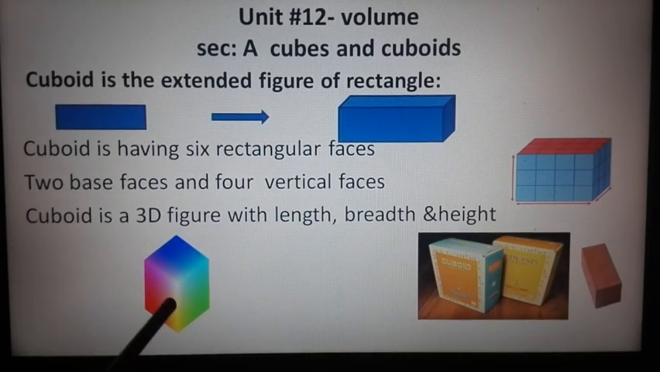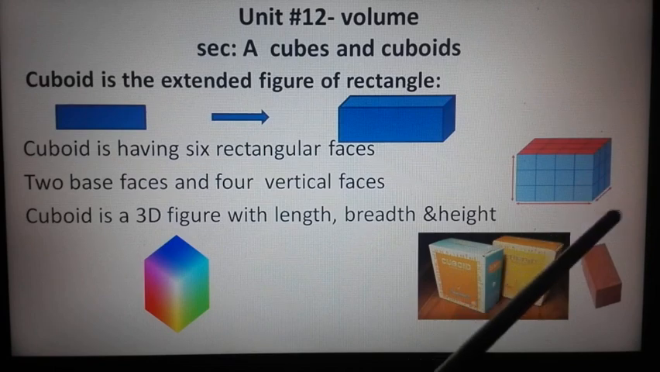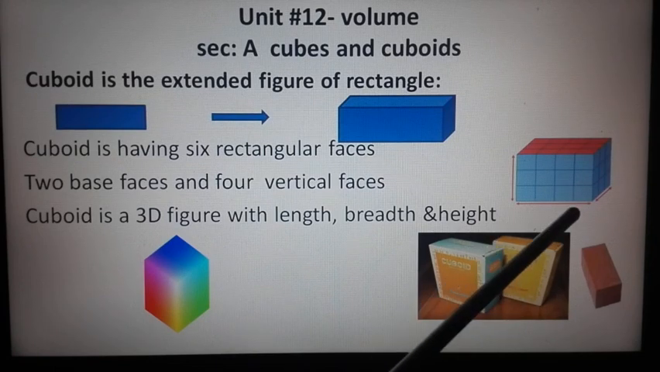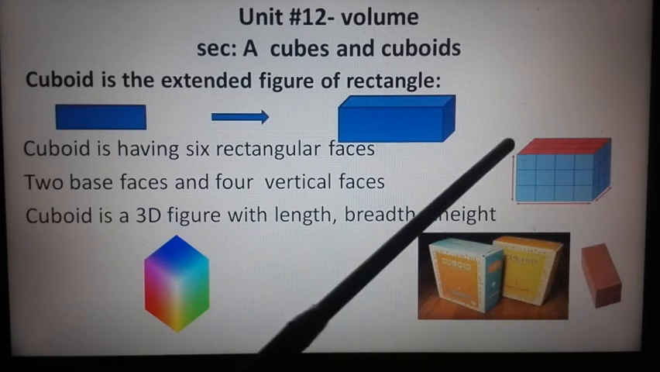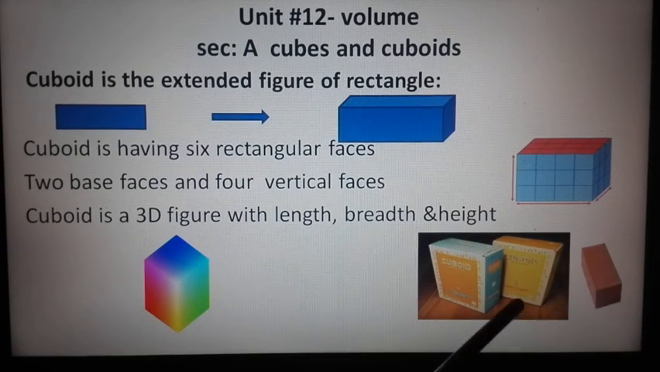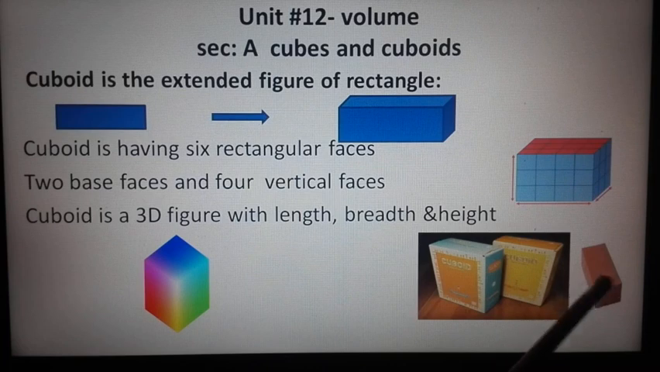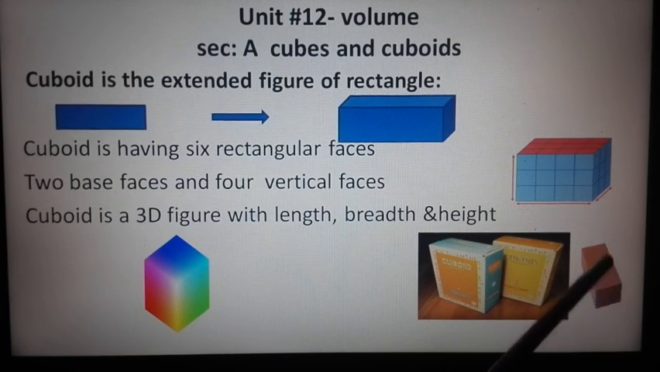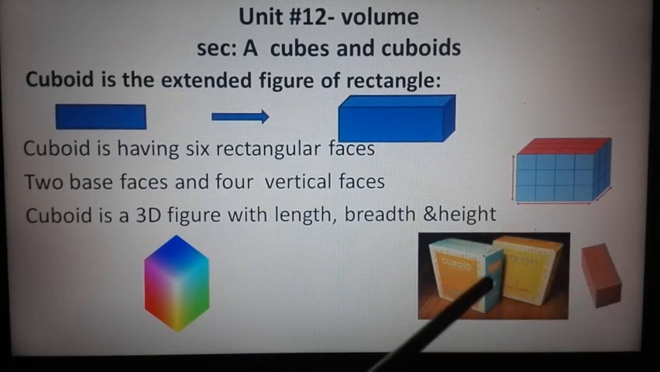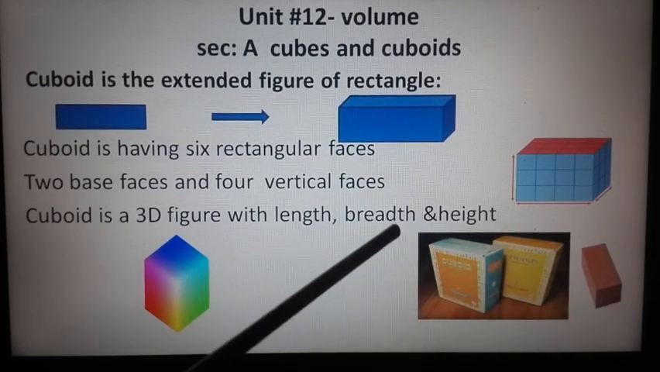Cuboid is also a 3D figure with length, breadth and height. Can you see the marking here? This is the length, this is the breadth and this is the height. Examples are also given there: a book, packets of chips or something like that, or a fish tank are some examples of cuboid.